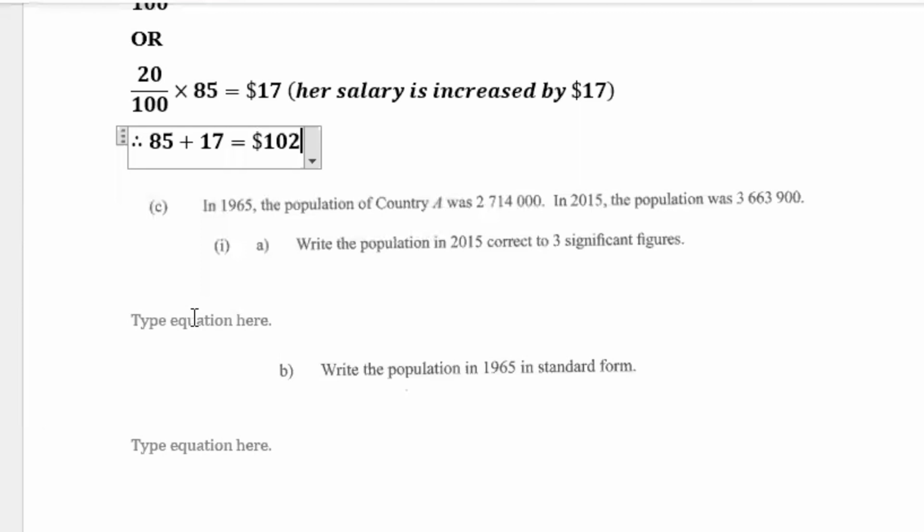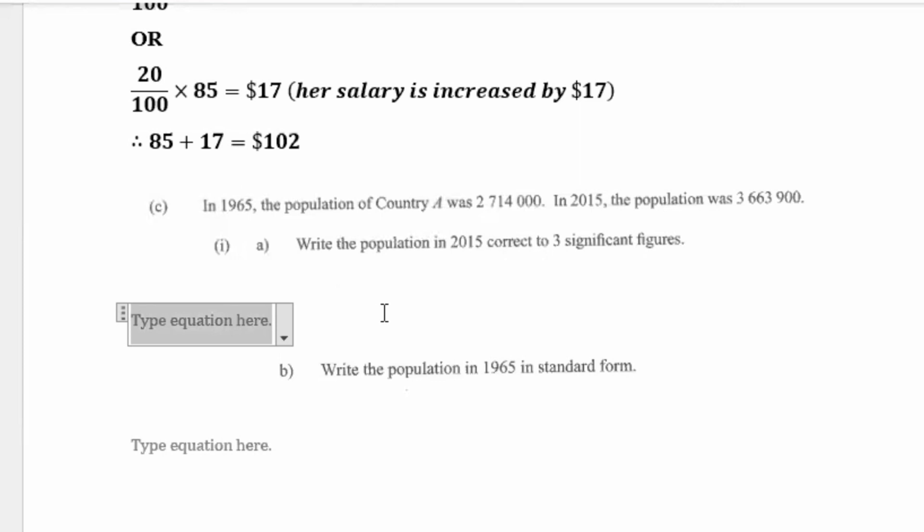All right, so part C says, in 1965, the population of country A was 2,714,000. And in 2015, the population was 3,663,900. And part A says, write the population in 2015 correct to 3 significant figures.